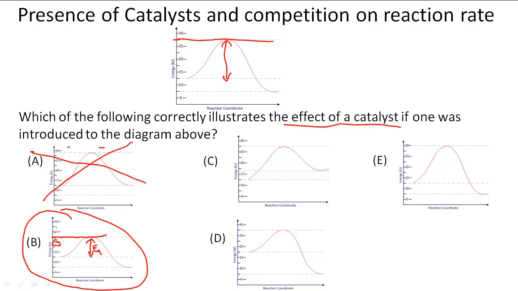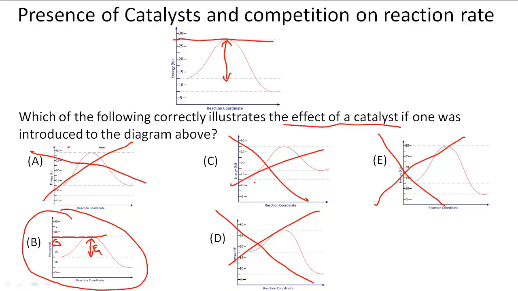C shows the catalyst does not impact the fact that there's energy released or an exothermic reaction, so C is wrong. And E also shows an increase in activation energy, and D shows the same thing that we have up here. So there isn't an impact on the activation energy, so we know that D is wrong. So B is the correct answer because the activation energy was lower.